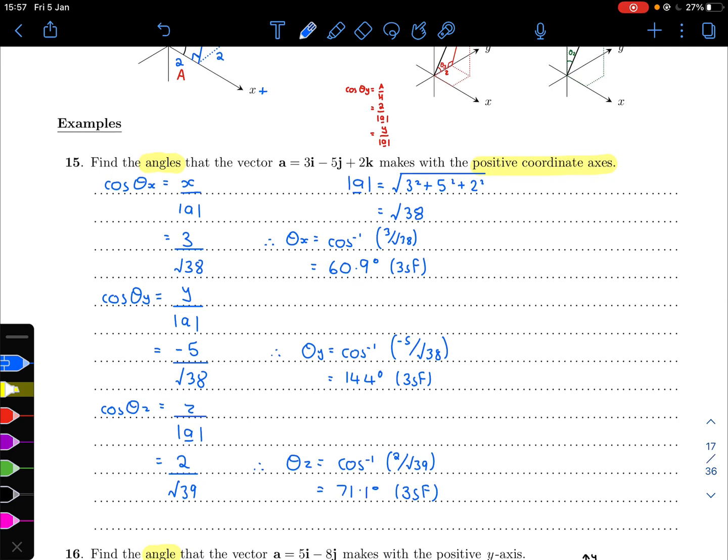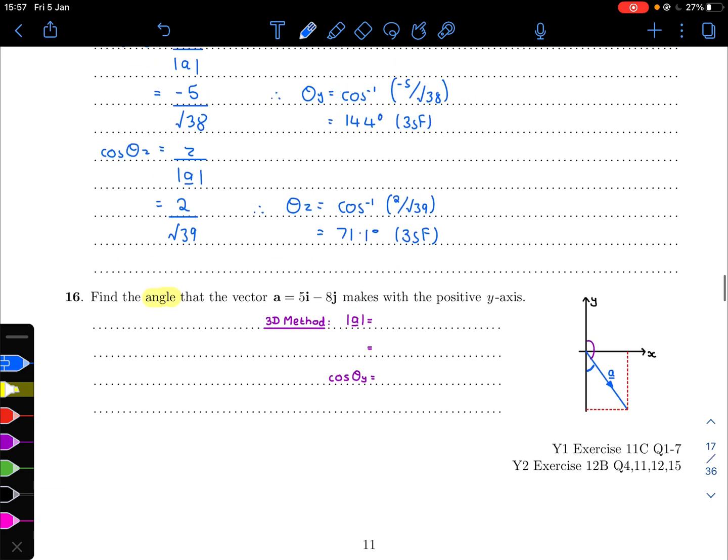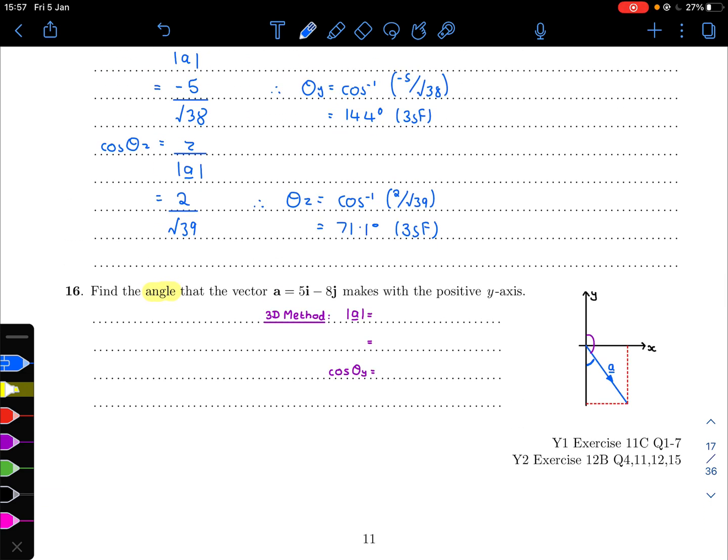Okay, it's important to note that these do always find the angle to the positive coordinate x-axis, y-axis, z-axis, always to the positive axis, not to the negative. Final one for this video. Find the angle that this 2D vector makes with the positive y-axis.